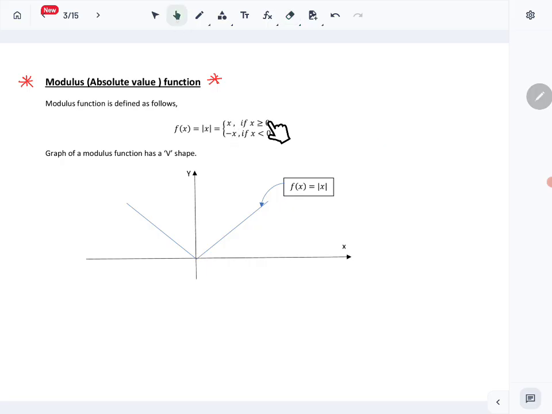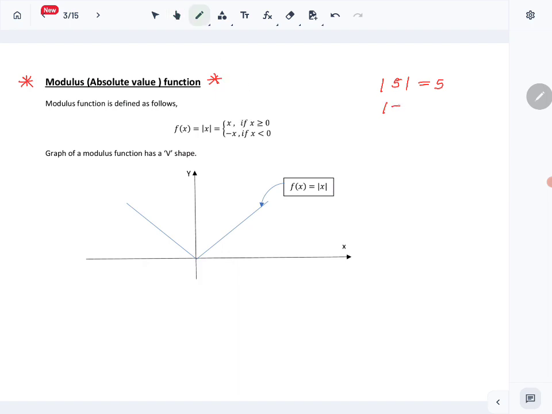When x is positive, what happens? Then it's just the value, no? Like in the example, if it is 5, you just get the answer as 5, no? So that is because the inside value is positive. So if x is positive or equal to 0, your answer is going to be x. f(x) is just going to be equal to x.